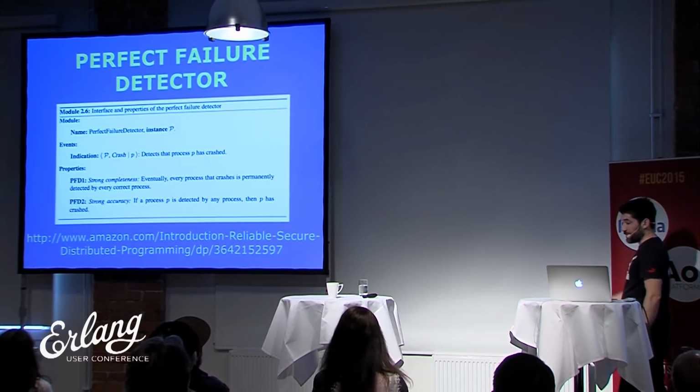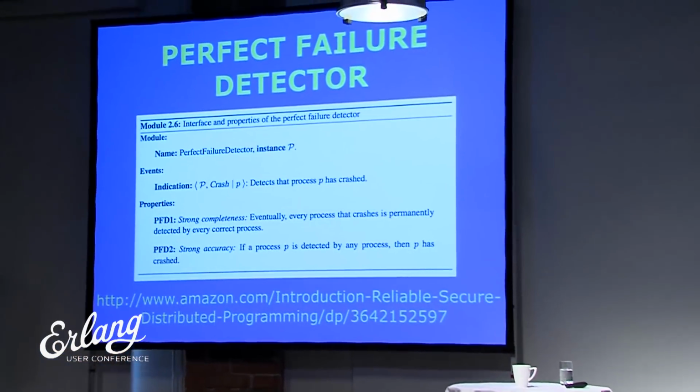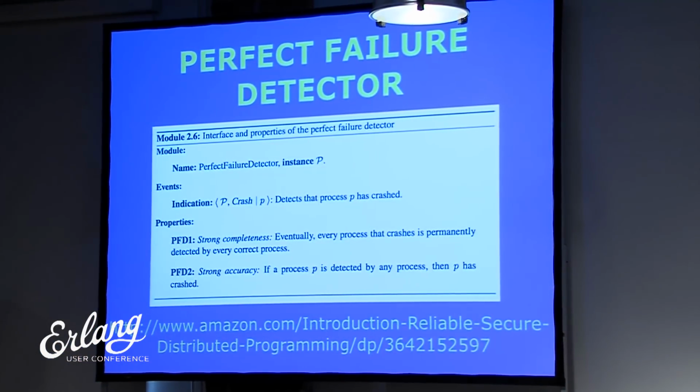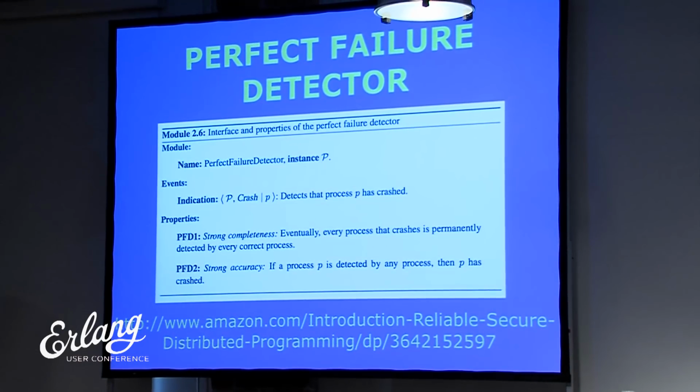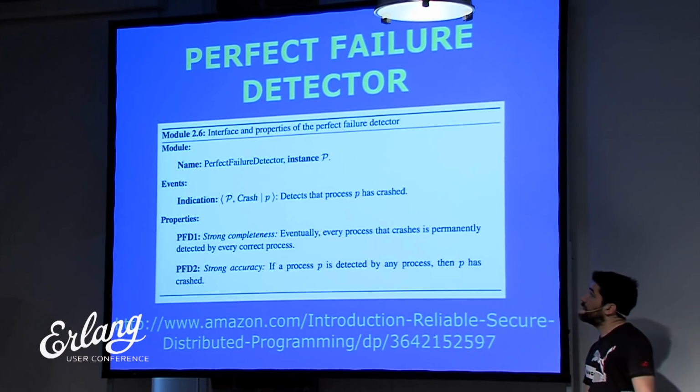Perfect failure detector. This is from a book, and it says you have a perfect failure detector with an instance P. And this algorithm will give an indication to whoever subscribed that it detected some process P as crashed. One of the properties of the perfect failure detector is that it has strong completeness. It means that eventually every process that has crashed is permanently detected by every correct process. And strong accuracy: if a process P is detected by any process, then P has crashed. So that's a perfect failure detector. It will give you the properties you expect.